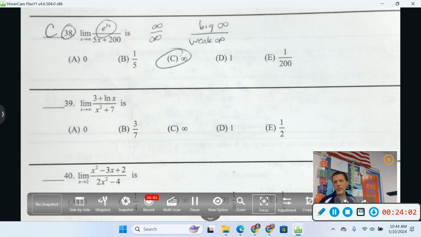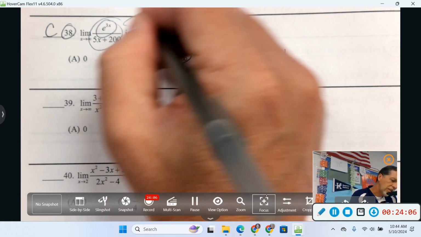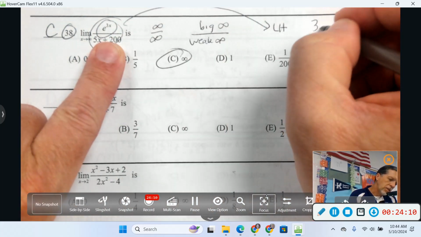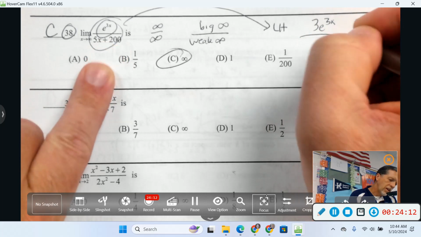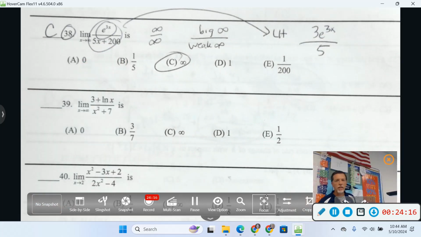If you were not sure about that, L'Hopital's rule would work, because infinity over infinity is what triggers L'Hopital's rule. So that would be 3e to the 3x over 5, and now that is definitely going to infinity. So if you forget the rules, you can sometimes use L'Hopital's to still get the right answer.